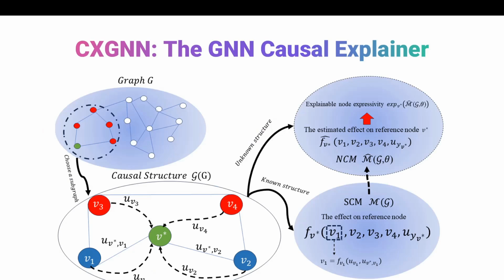With this, we come up with CXGNN, the GNN causal explainer, which is our method. You can see the overall picture of how it works here. We have a graph G, and within graph G there is a ground truth we are looking for. Consider one of the red nodes as a green node. We call that a target node. Based on that target node, we came up with a definition of causal structure, which shows the green node as the target node. We want to study the effects on it, and also the first neighborhood and the second neighborhood as blue and red nodes, and each of them has an effect on the target node.